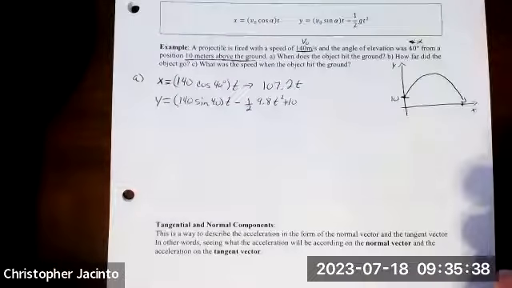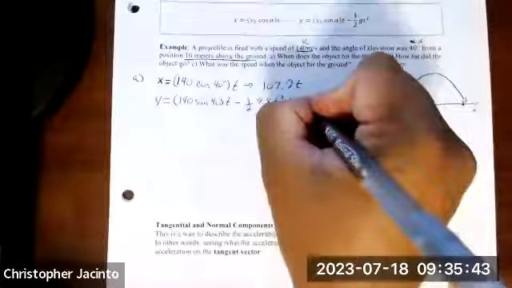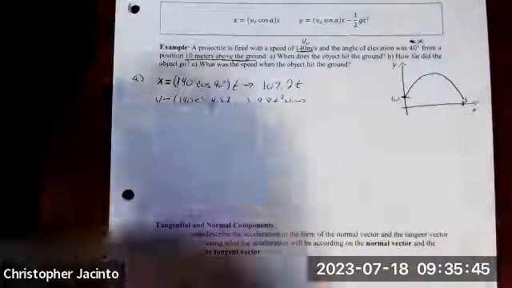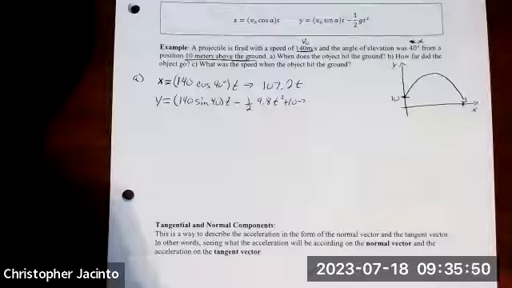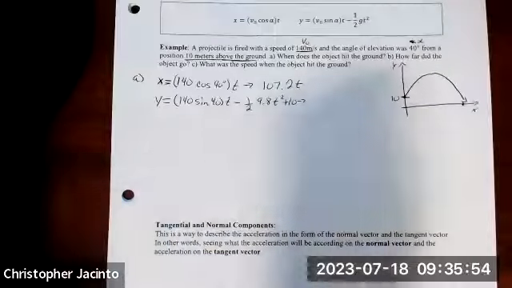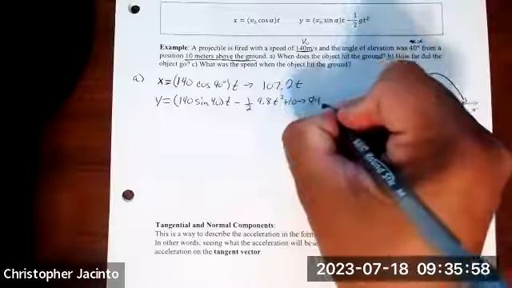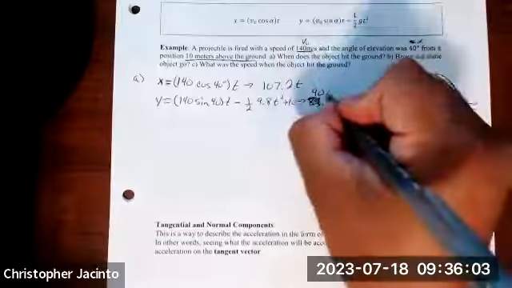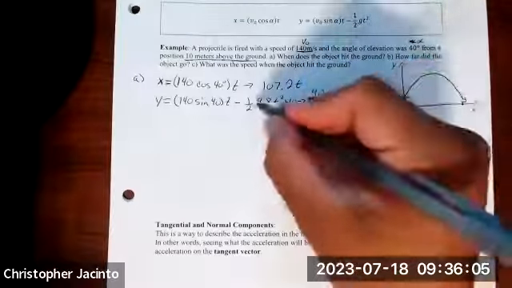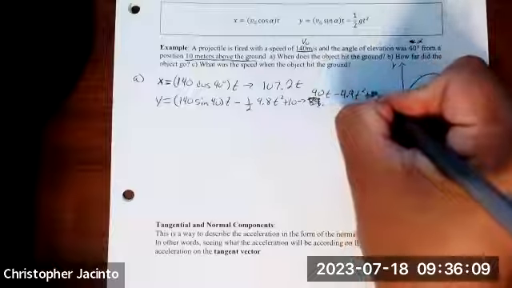Okay. And now we just evaluate like we did for the x component. So now we do sine of 40 times 140. So we get 89 point, let's say 90 exactly. So 90t minus half of 9.8, which gives you 4.9 t squared, plus 10.